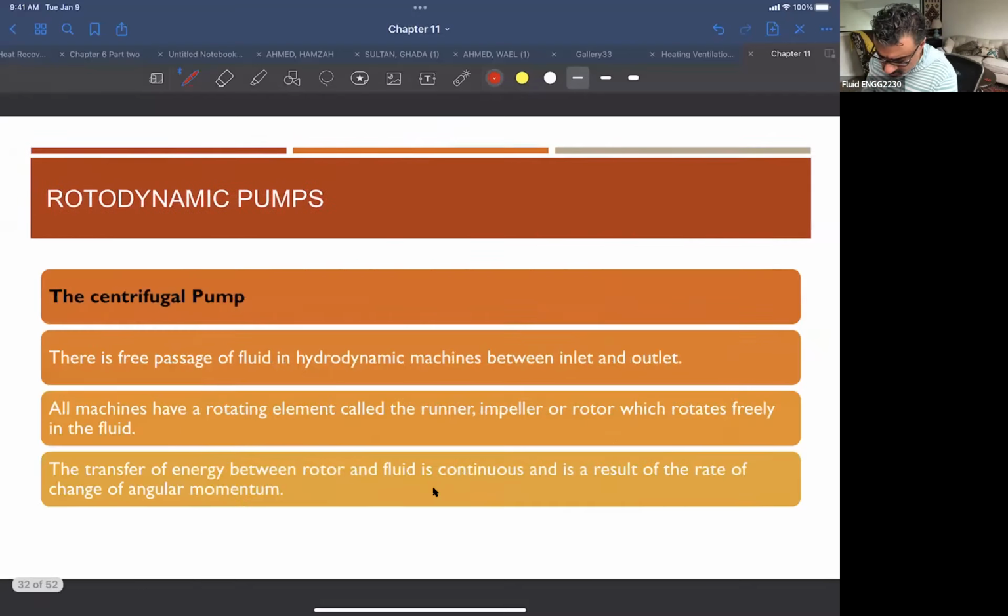Now the centrifugal pump is a hydrodynamic machine with a free passage for fluid between inlet and outlet. So there is going to be some connection, a line between the inlet and outlet, the suction. So the fluid is trapped inside the space. The machine has a rotating element called the runner, impeller or rotor, and this rotates freely in the fluid. The transfer of energy between the rotor and the fluid is continuous, and is a result of the rate of change of the angular momentum.